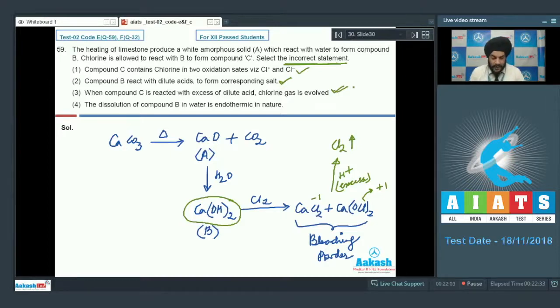So let us look at the fourth option now. Dissolution of compound B in water is endothermic in nature. This statement is incorrect. The dissolution of calcium hydroxide in water is highly exothermic. So students, we have to mark option 4 as the correct answer to our question. Let us look at the next question.